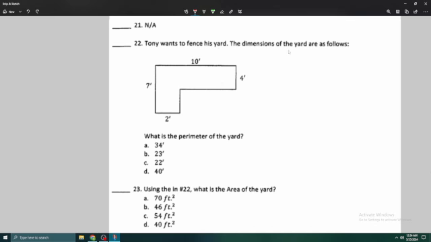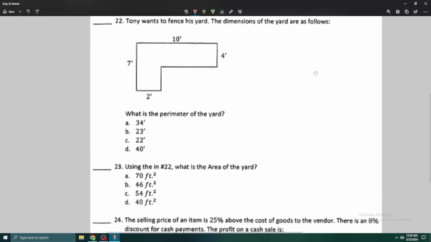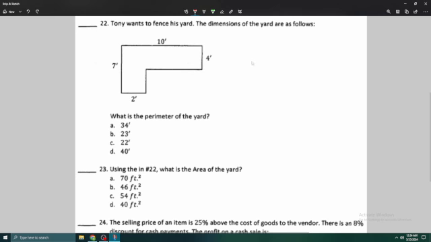Tony wants to fence his yard. The dimensions are as follows. What is the perimeter of the yard? Perimeter is simple, right? All you need to do is add them all together. So 10 plus 7 plus 4 plus 2, 13, 23. That comes out to 23.